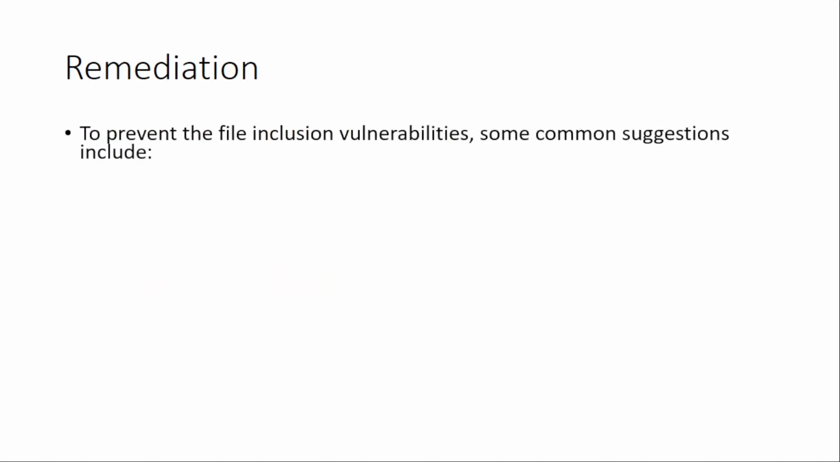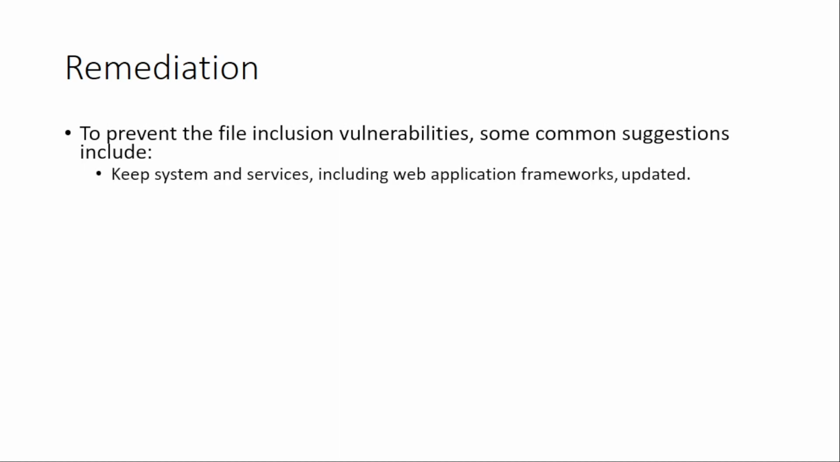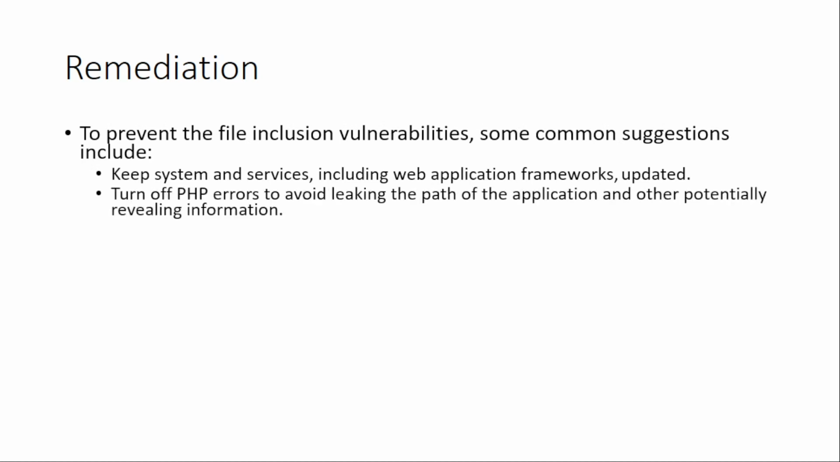We'll see more about how to do the remote file inclusion in the challenge. For now, let's talk about remediation. As a developer, you know that it's important to be aware of web application vulnerabilities, how to find them, and prevention methods. So to prevent the file inclusion vulnerabilities, some common suggestions include: keep system and services, including the web application framework, updated. Turn off PHP errors to avoid leaking the path of the application and other potentially revealing information.